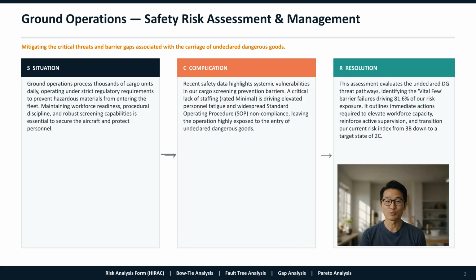The situation involves processing thousands of cargo units daily, where workforce readiness and screening are essential safeguards. The complication is that a critical lack of minimal staffing is driving fatigue and SOP non-compliance. The resolution requires immediate actions to elevate workforce capacity, reinforce supervision, and reach the target risk state of 2C.